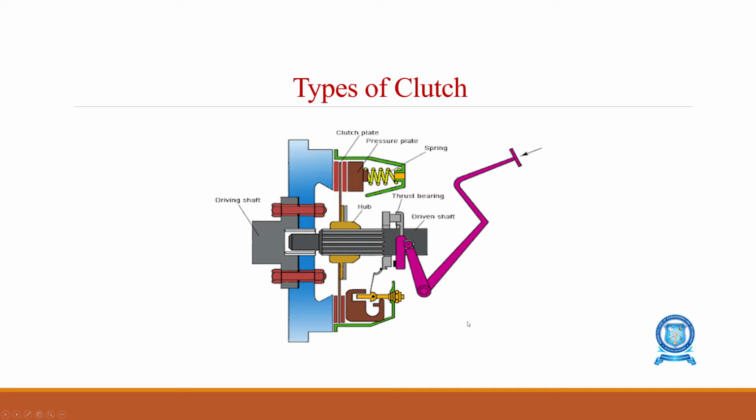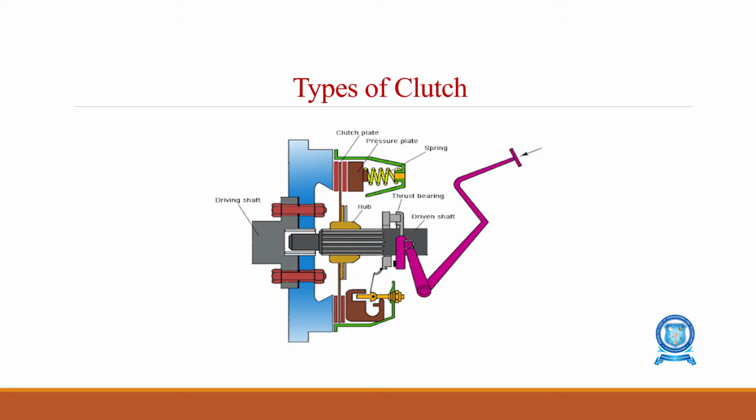The clutch will engage and disengage the transmission system. When the clutch gets engaged, the power flow will be stopped. When the clutch gets disengaged, the power flow will continue. It will temporarily connect and disconnect the power flow. That is the major role of the clutch.